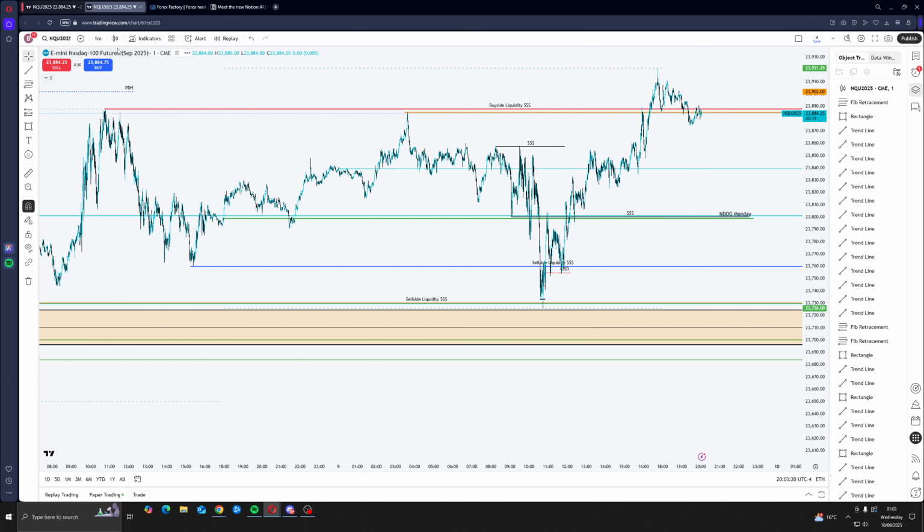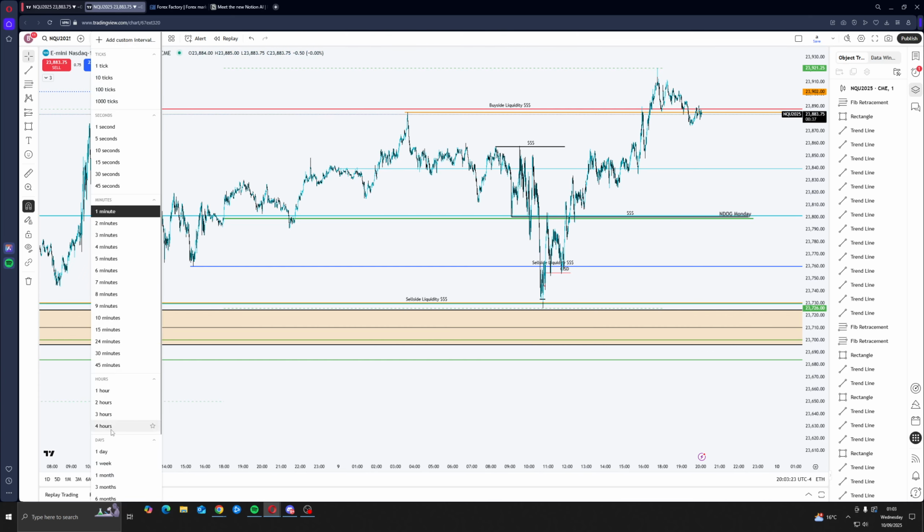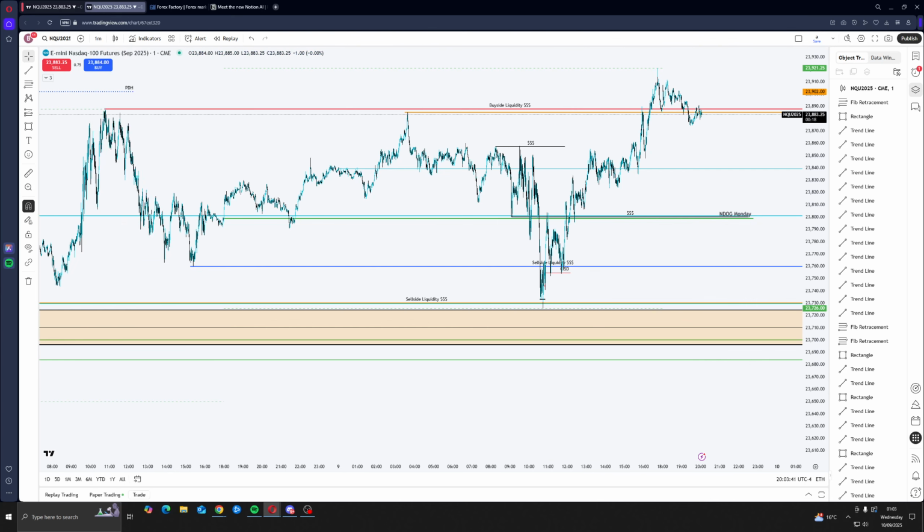But what made my most improvement is always making sure I have a daily and a 4-hour PD array on the chart the whole time for either the bearish plays or the bullish plays, right? This just doubled my accuracy. I was accurate before, but this basically doubled my accuracy. Anyway, that's the market recap. Enough yapping. Peace.